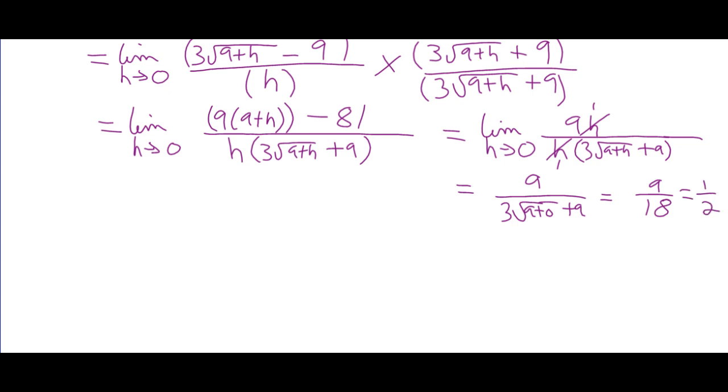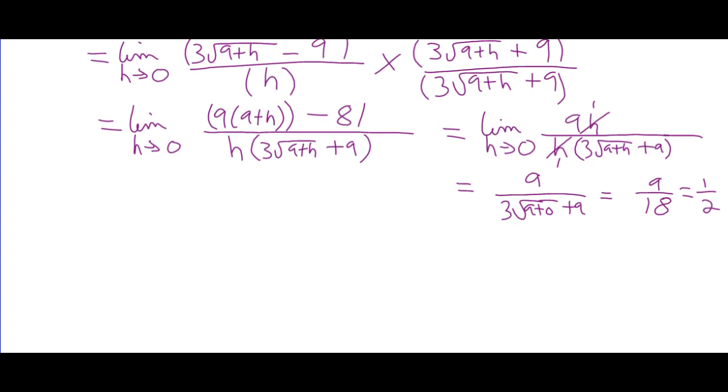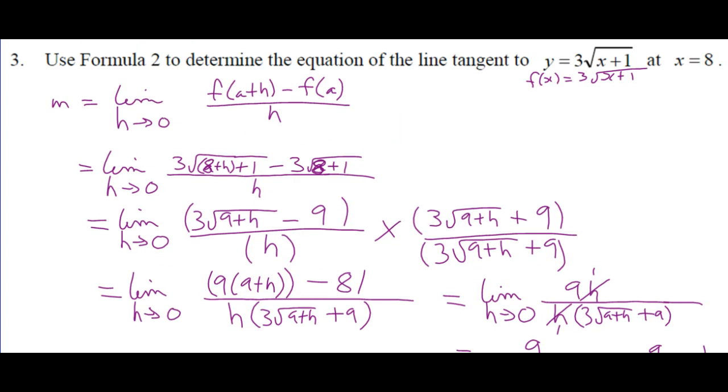Okay, so root 9 is 3, 3 times 3 is 9, plus 9 is 18. 9 over 18, or 1/2. So what did we just find? The slope, right? Yeah. So hey, we're halfway there, right?